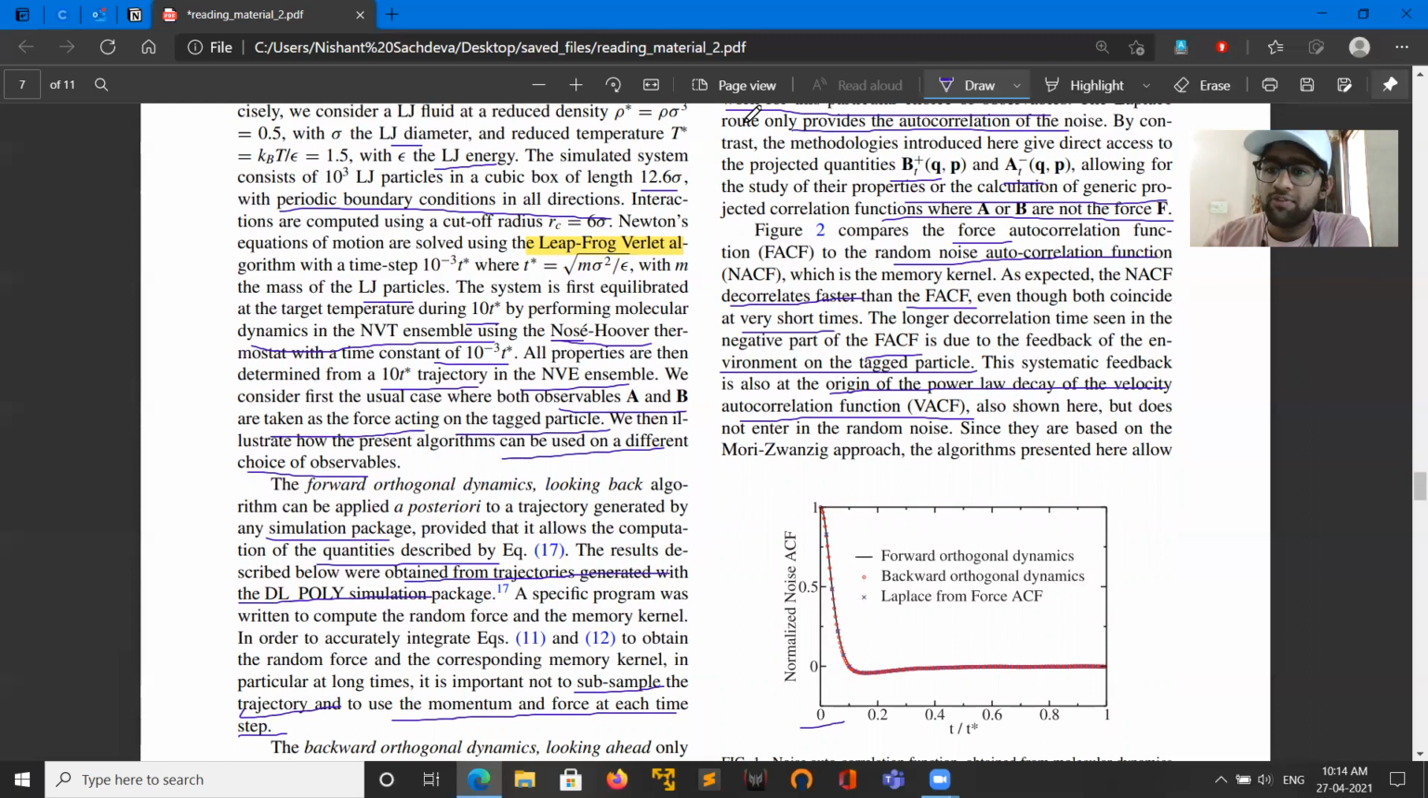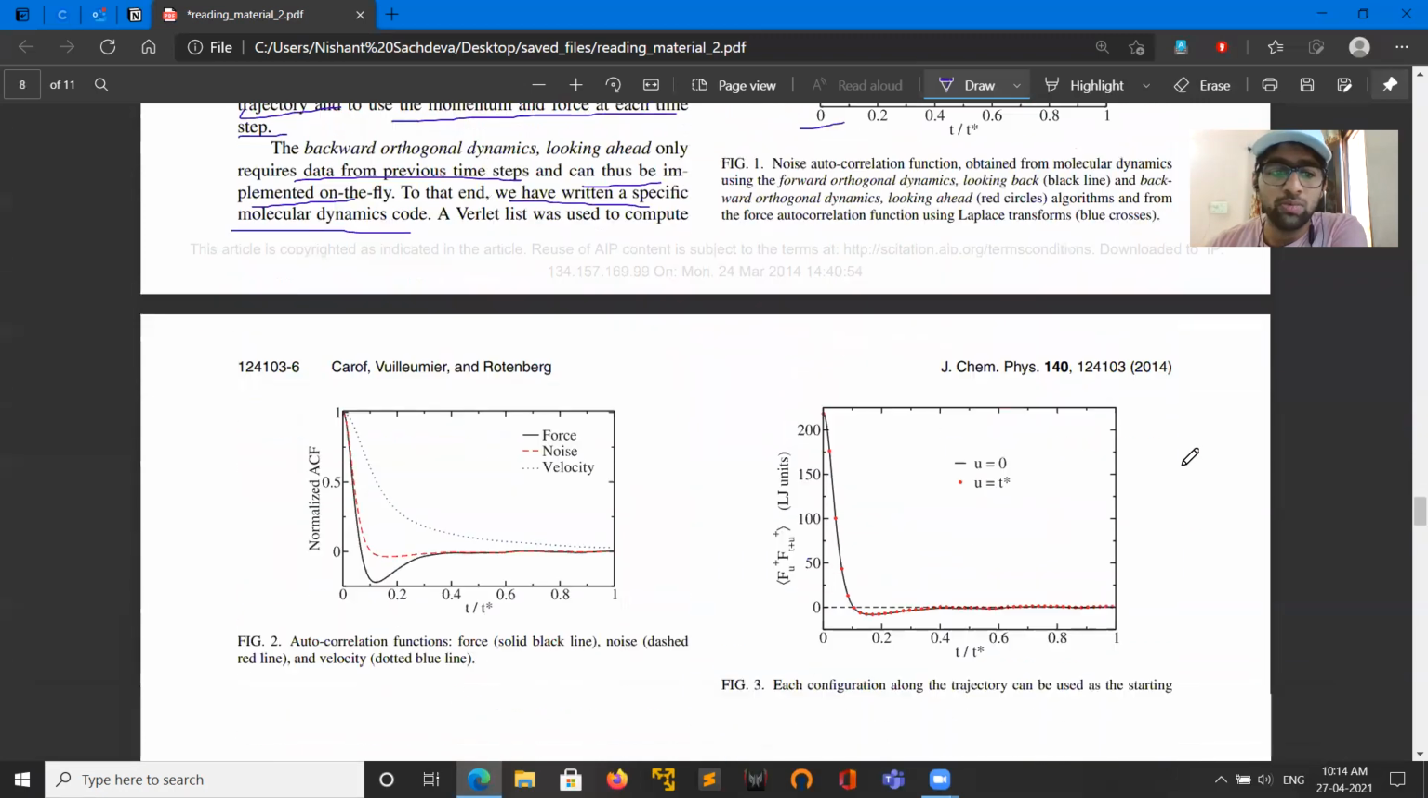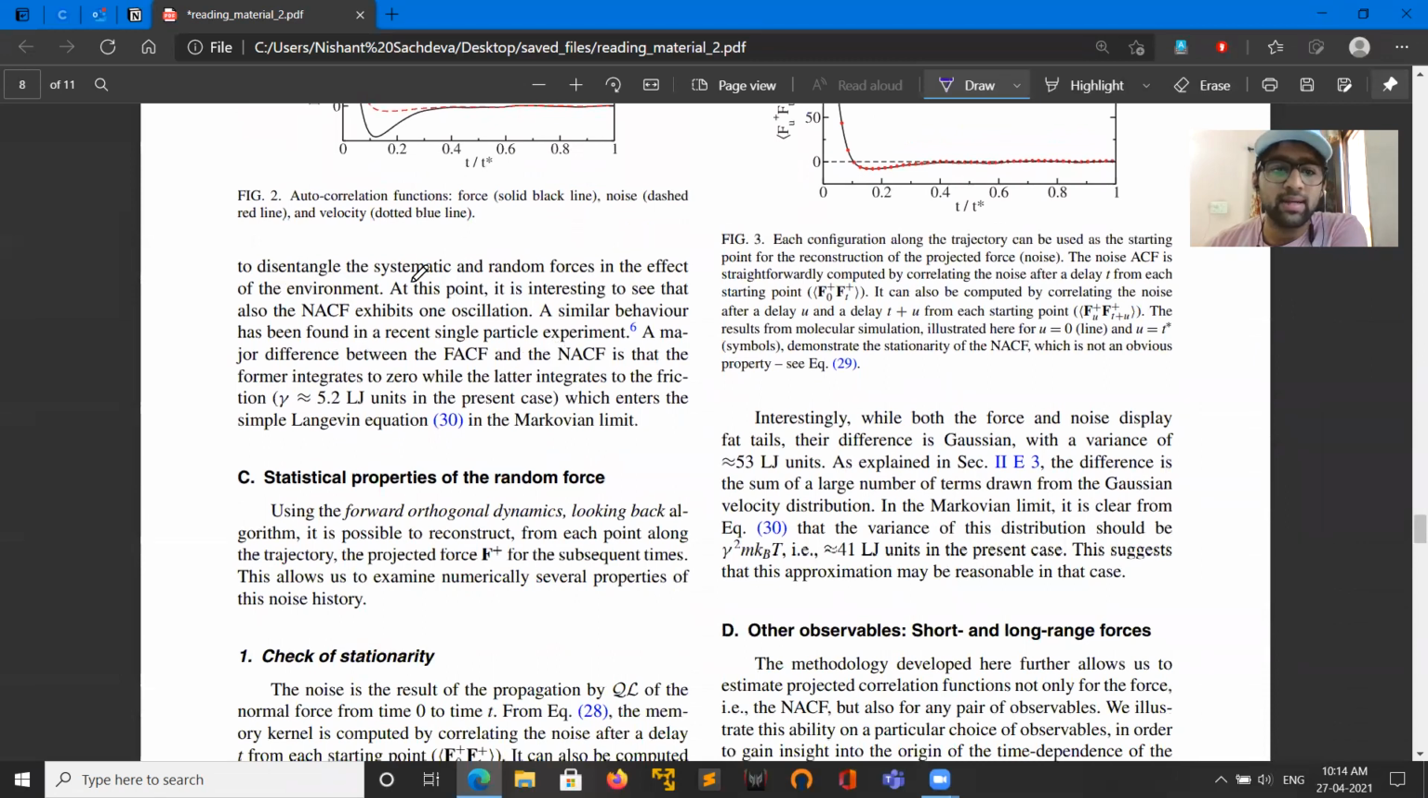The same feedback is at work in both cases. Now this is at the origin of the decay, but it does not enter in the random noise. Since they are based on the Mori-Zwanzig approach, the algorithms presented here allow us to disentangle the systematic and random forces and the effect of the environment.